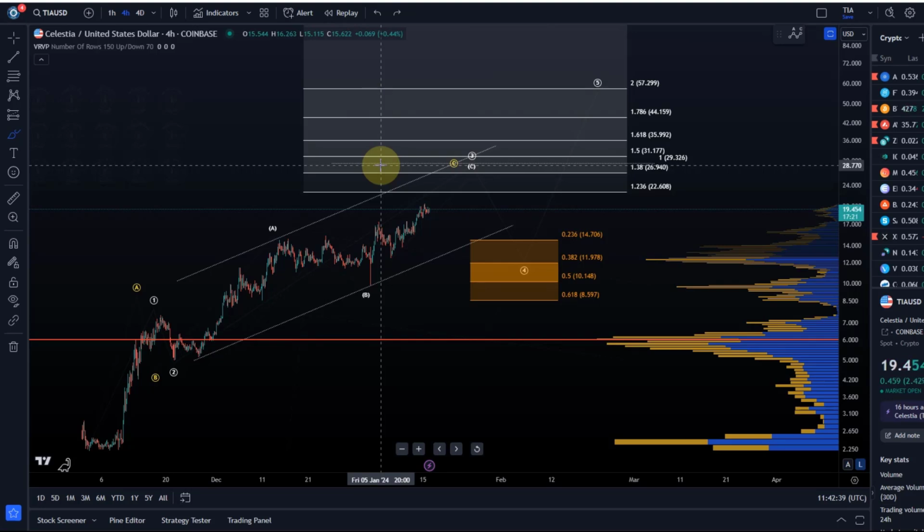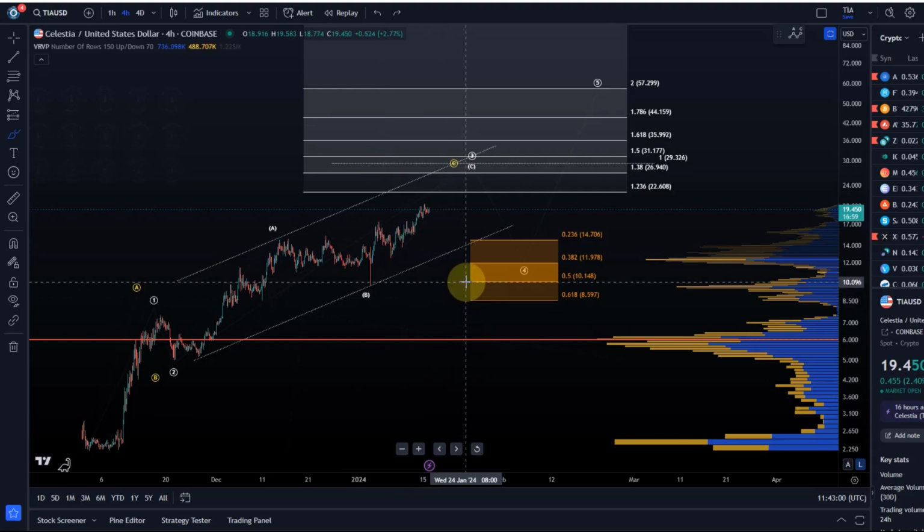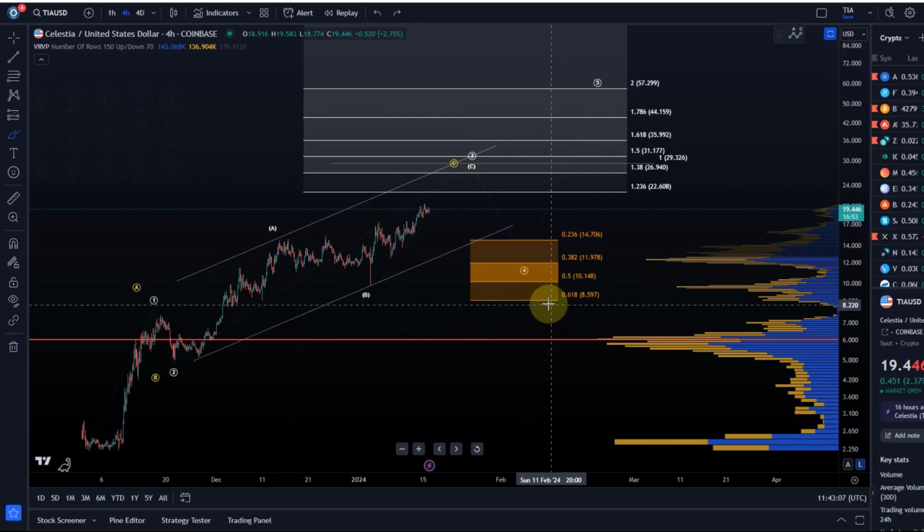In this scenario, the wave 4 is the support level I just mentioned. The ideal support level is at $11.98. Typically in a wave 4, we would like to see the price find support somewhere around that 38.2 Fibonacci level. And funny enough, there is historical volume around that price level that might provide additional support. And then also around the 50% retracement at $10.15. Only below the $8.60 level do we really have to change interpretations.